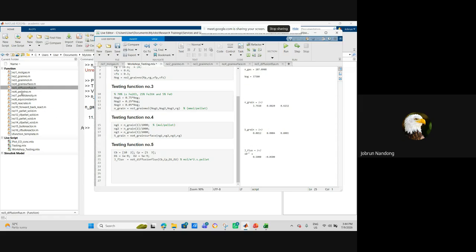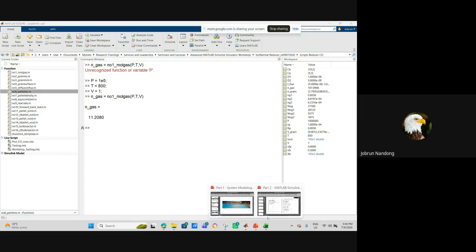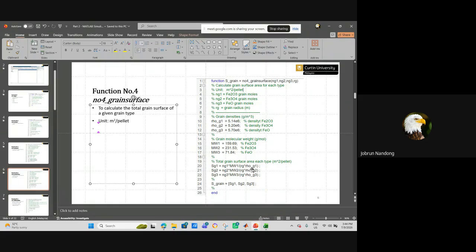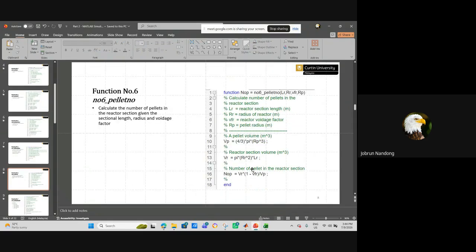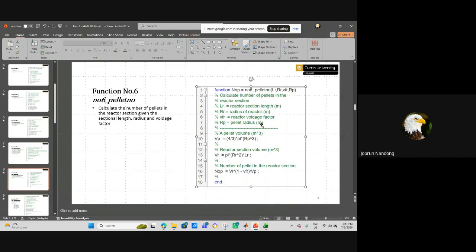You can move on to the next one, which is to calculate the pellet number. This is the number of pellets inside the reactor zone, because that one also appears in our ODE later. So we need to prepare first the function for that one. Number 6, pellet number. Calculate the number of pellets in the reactor section given the sectional length, radius, and voidage factor. So this is the function that we prepare. Very short this one, you can follow that.